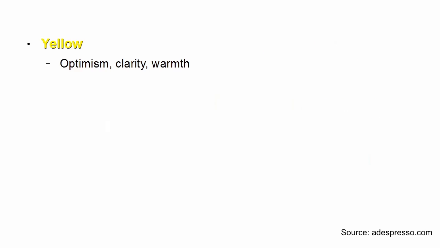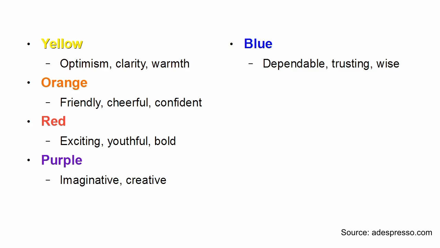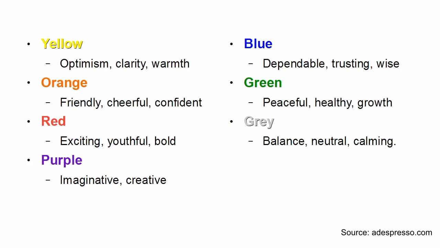For example, yellow tends to convey optimism, clarity and warmth. Orange is considered friendly, cheerful and confident. Red is exciting, youthful and bold. People associate purple with things that are imaginative and creative. With blue, people tend to associate it with things being dependable, trusting and wise. Green tends to be associated with things that are peaceful, healthy and associated with growth. And grey is balanced, neutral and calming.